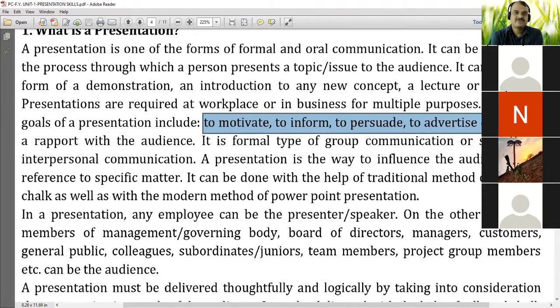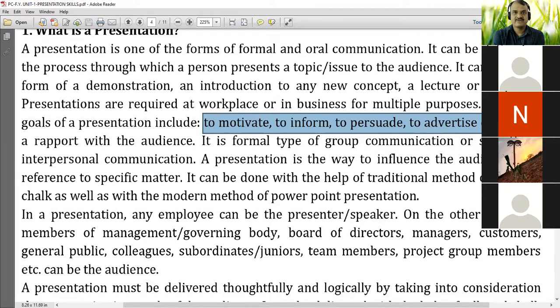Then the second one is to inform, to give instructions, to give some information to your subordinates or sometimes to your superiors, that is seniors. Take note. Then to persuade. To persuade means to convince, to win over. This is also a need of profession and business. Okay. Then to advertise.